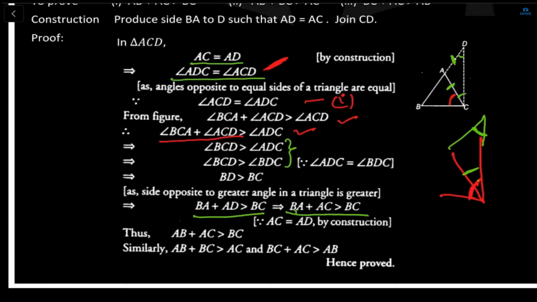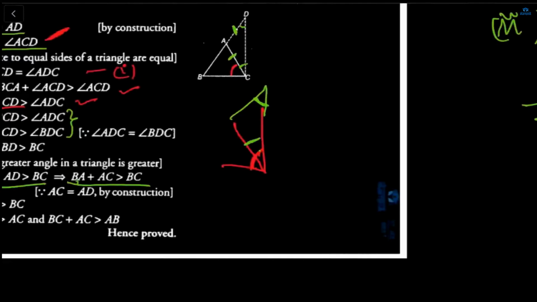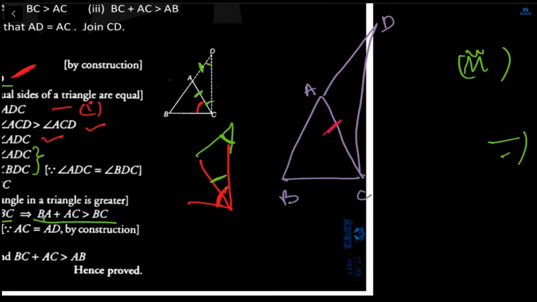I have done the construction in such a way that AC is equal to AD. So two sides are equal, so the angles opposite to both the sides will also be equal. See here, I'm drawing the figure. I have drawn that this side is equal to this, so this angle will be equal to this also. So this complete angle will obviously be greater than this angle, and this complete angle will be greater than this angle also.